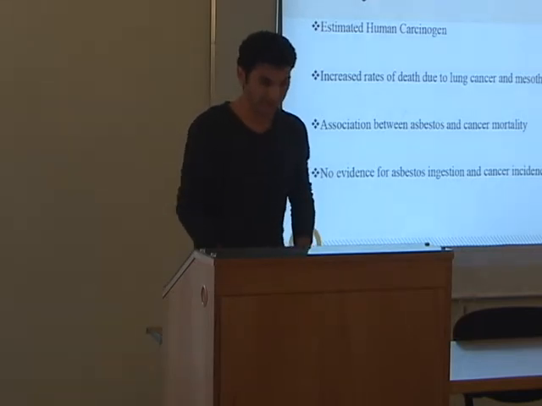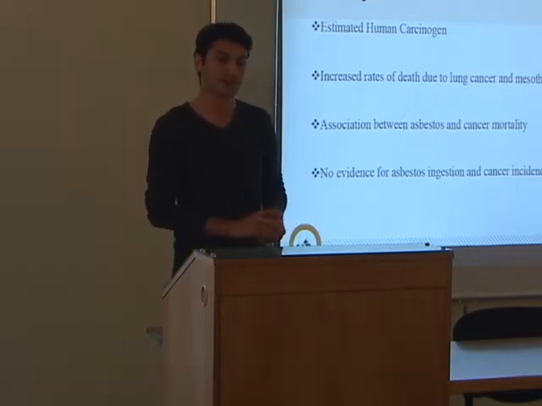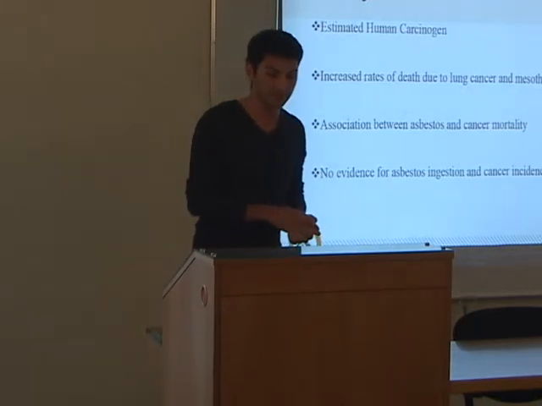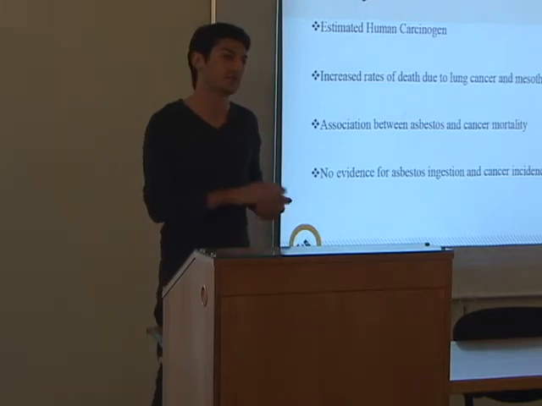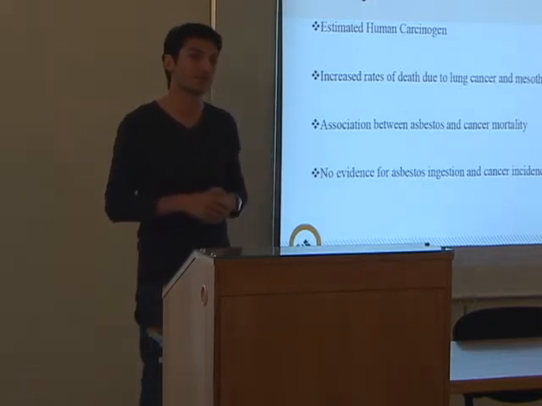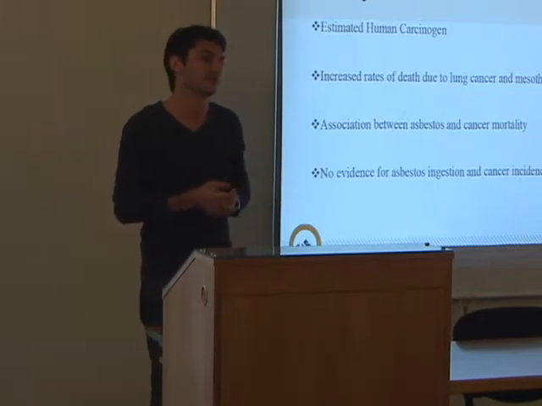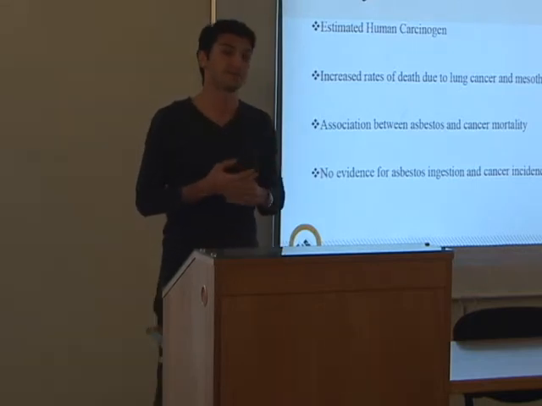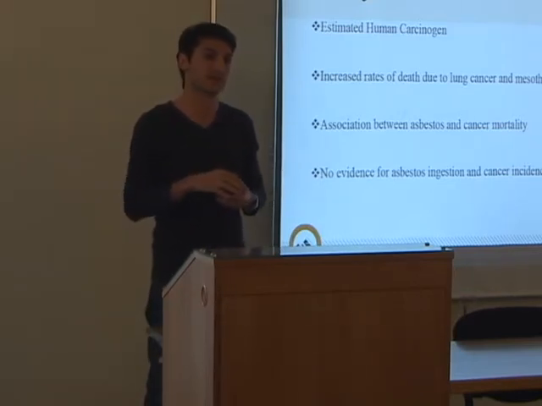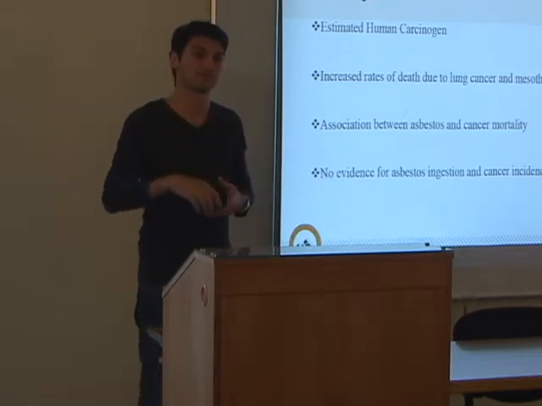So about the toxicity, this is an estimated human carcinogen, and there is an increased rate of death due to lung cancer and mesothelioma. There is of course an association between asbestos and cancer mortality, and there is no evidence for asbestos ingestion and cancer incidence, as my friends also told. It's not estimated. The literature review showed that there are some associations between ingestion of asbestos and developing some types of cancer, but there is no single review or study which shows what specific type of cancer can be developed. And there is one more interesting thing: the observations also show that the cancer is developed on the upper parts of the gastrointestinal tract, like the esophagus and upper parts of the stomach, rather than the large bowels.